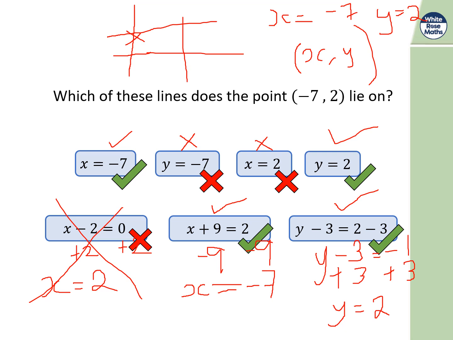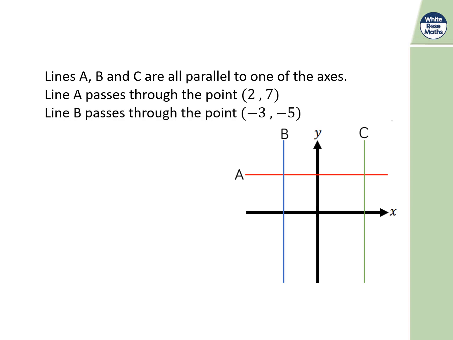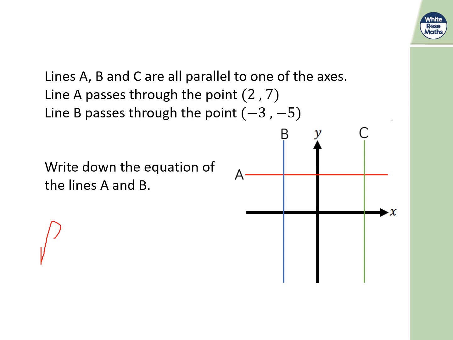Cross, tick. Lines A, B, and C are parallel to one of the axes. Line A passes through 2, minus 7, line B passes through the point minus 3, minus 5. Write down the equation of lines A and B. Being careful here, B and C are parallel, so the equation for B will be in the form x equals a number. The equation for A is going to be y is equal to a number because it's horizontal.